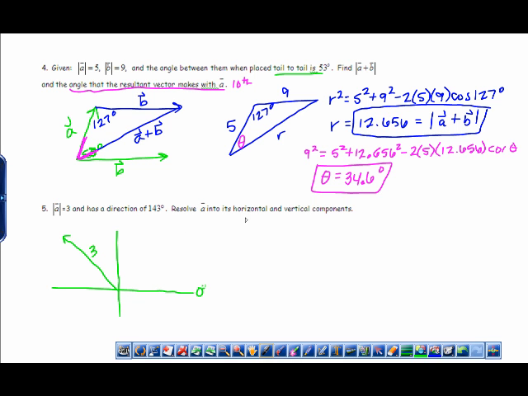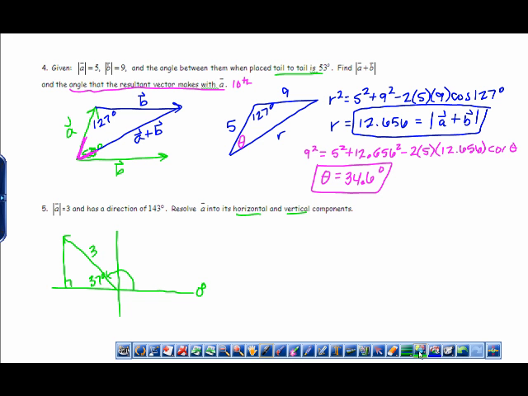Now, if it wants to break it down into horizontal and vertical, the easiest thing for you to do would be to make this into a right triangle. Now, we know 143 degrees is important, but that's this angle. What would really help me in this triangle is to know this reference angle. So you're going to have to do 180 minus 143. So it's going to give you 37 degrees.